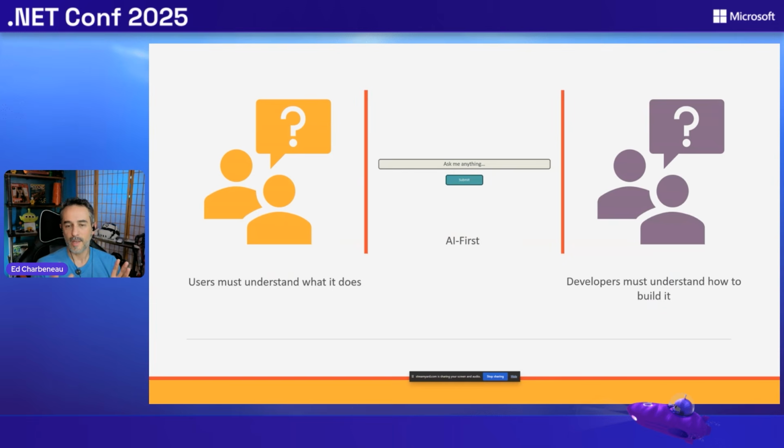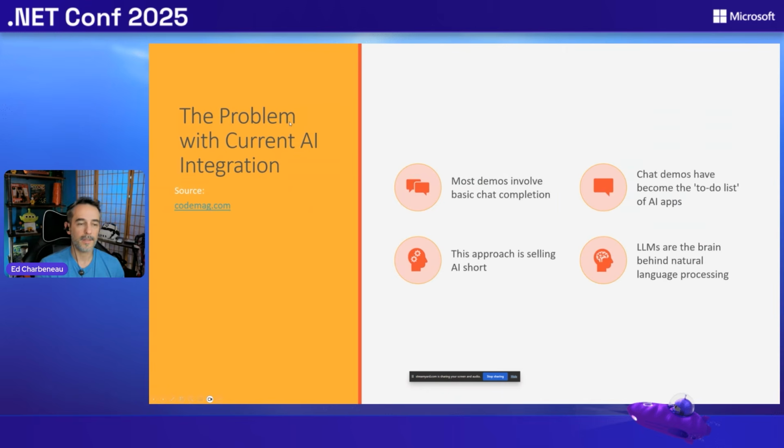So there's a problem right now that we're all facing, and that is that developers have to know how to build these new AI first applications. And then, of course, the users have to understand how to use these AI first applications. And there's this big disconnect right now that we're all trying to figure out and be the first ones to get these apps just right.